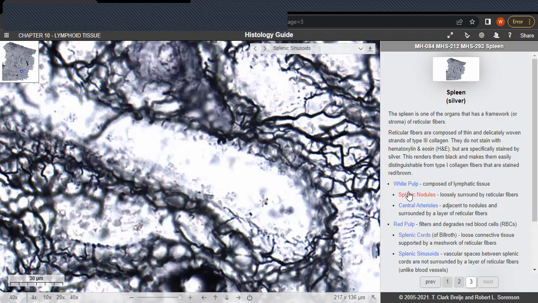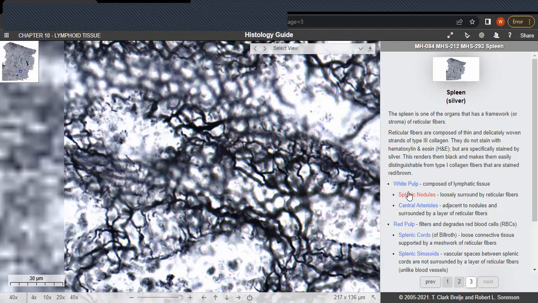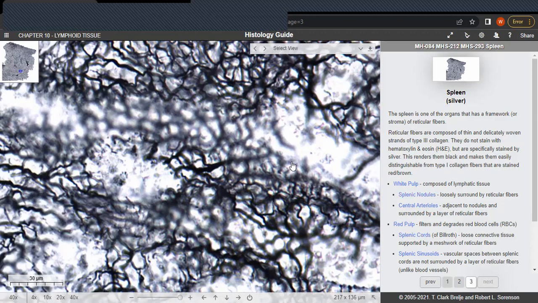Maybe just that for today. You can see these are the splenic sinusoids, and a very dense meshwork of the reticular fibers. Reticular fibers are like very fine collagen. So thank you guys, and that was the histological organization of the spleen.